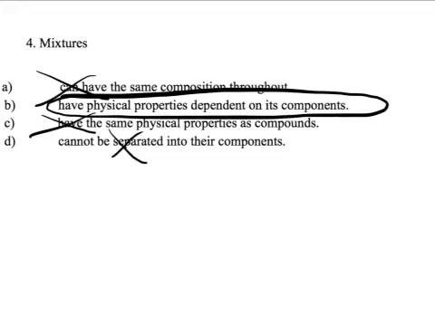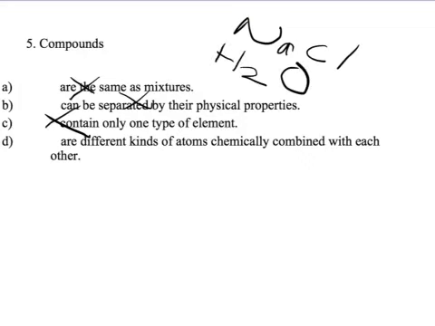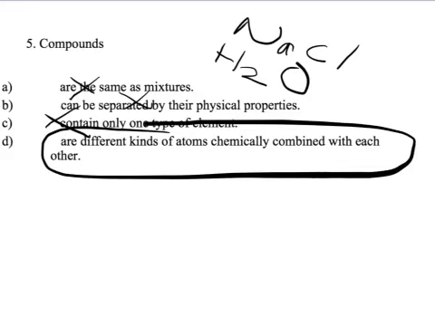Compounds. Okay, compounds are the same as mixtures. No, they're not, guys. They're not. They cannot be separated by their physical properties. And they can contain more than one element. Sodium chloride, H2O, those are all examples of compounds. So the correct answer, the only answer left, is different kinds of atoms chemically combined with each other. And that's why we can't separate them through physical means, guys. We have to add some energy there to break some bonds and rearrange.